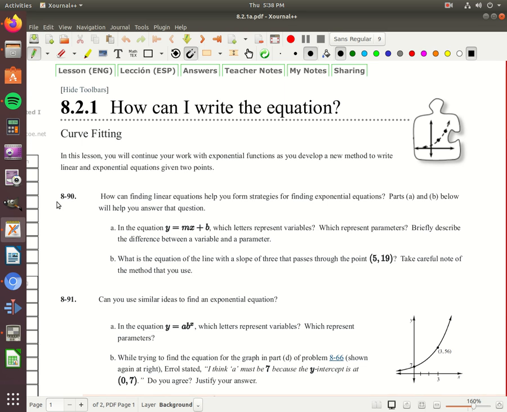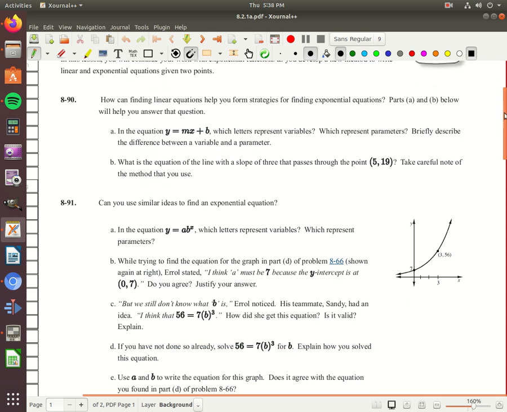821. How can I write the equation? In this lesson, you will continue your work with exponential functions as you develop a new method to write linear and exponential equations given 2 points. And I'm not sure this will really be a new method. I think we've kind of delved into this stuff already a little bit, but just in case.